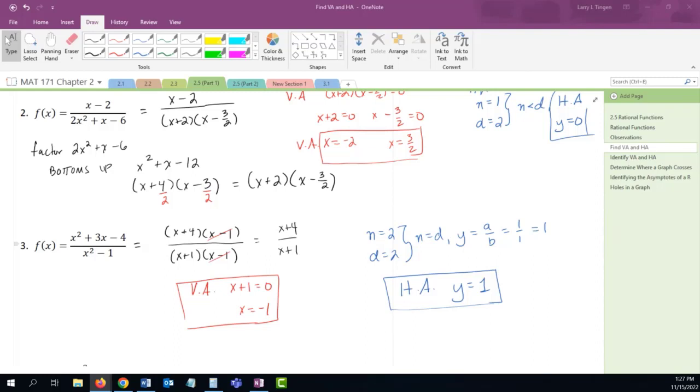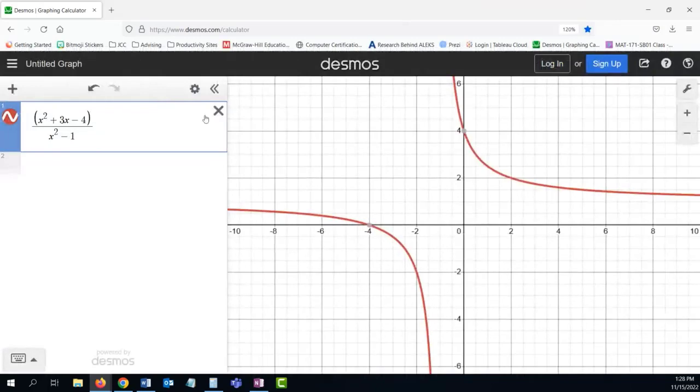Now, let me see. Let's try to wrap our head around some visualization of what's happening here. I'm typing in our function from that last problem. And I have x squared plus 3x minus 4 over x squared minus 1, right? There's only one vertical asymptote here. Everybody agree to that?